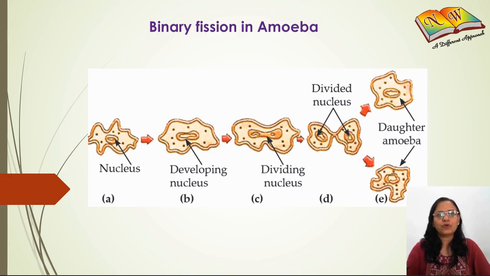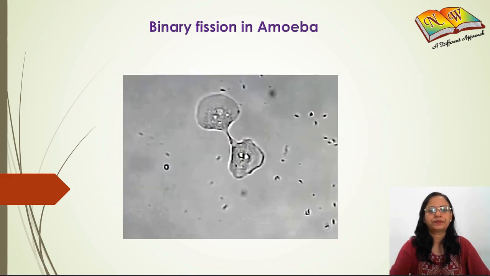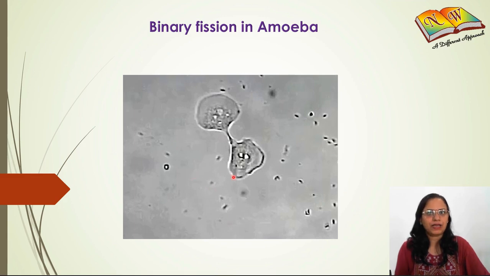Let us now look at what this would look like when seen under a compound microscope. So you will see this happening in the slide that has been prepared. It might show a slight variation. Maybe in some slides you might see the nucleus dividing, in some slides the stage is much more advanced, as in this case. Here you can see the nucleus has already divided and now the cytoplasm is dividing into two.